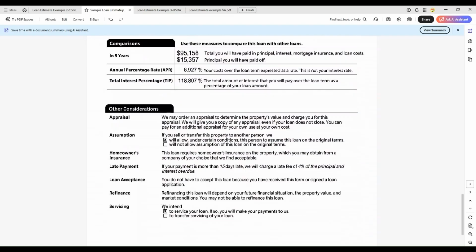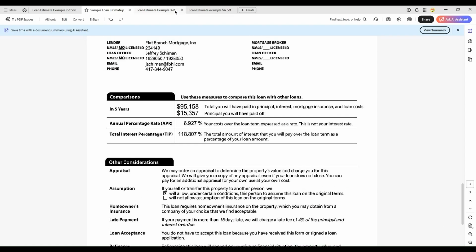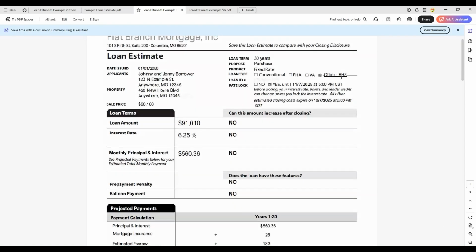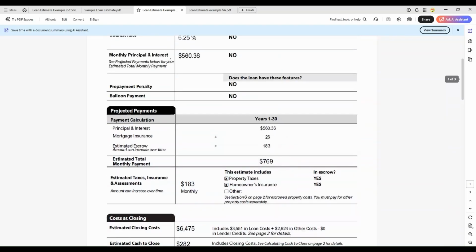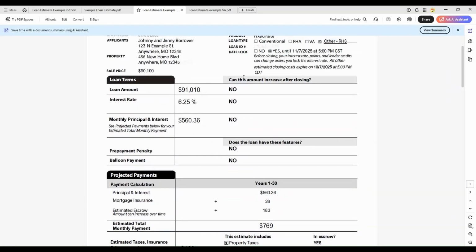Okay. Next one is going to be USDA. And you can see that in the beginning of the video. I told you it says other-RHS. This one is locked on a USDA loan. We're going to scroll down. There is mortgage insurance on a USDA loan. It's a little cheaper than an FHA, and this is also a lot cheaper property too. I think this house was $90,000, the other one was 200 and some. So that plays a part also.